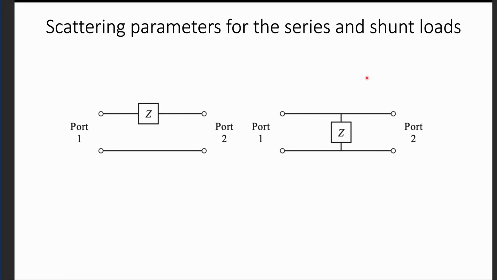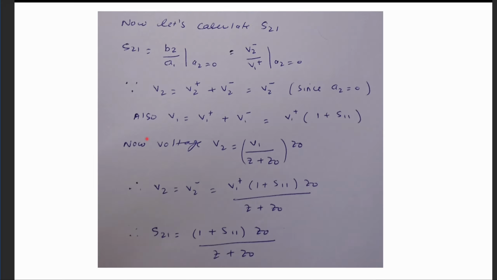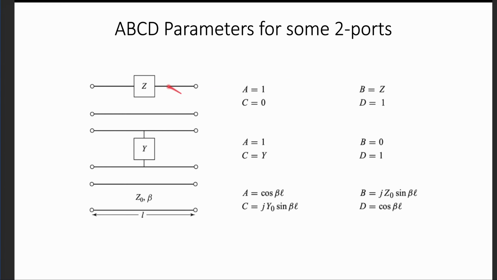I can tell you one simple solution. For this network, you know the ABCD matrix. You have already learned in class what the ABCD matrix is if you have some series load, and I can show you that. This is the ABCD matrix which you get: 1 Z 0 1, if you have some impedance in series between the two ports.